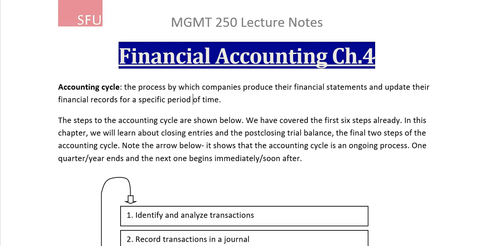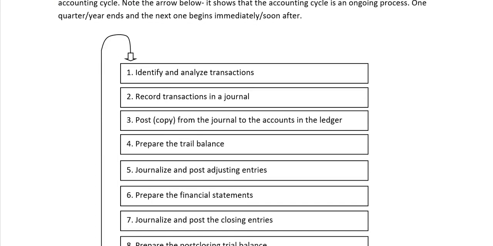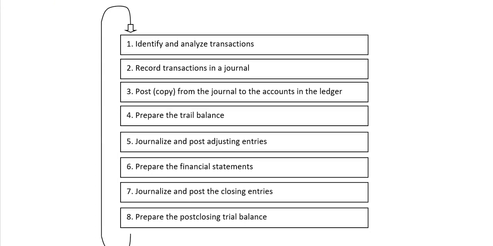of the accounting cycle. Looking at the arrow below, it shows that the accounting cycle is an ongoing process. One quarter year ends and the next one begins immediately after. So the main idea behind this 8-step process and the arrow, which you see going from step 8 all the way back to step 1, is to illustrate that accounting is an ongoing process.